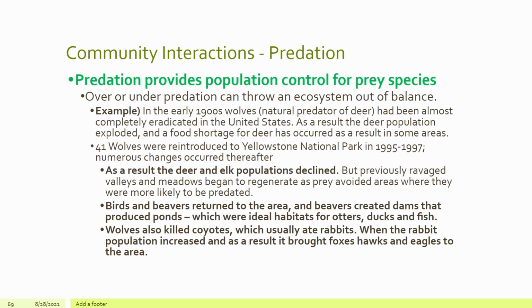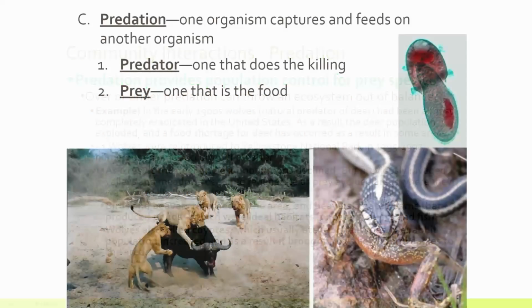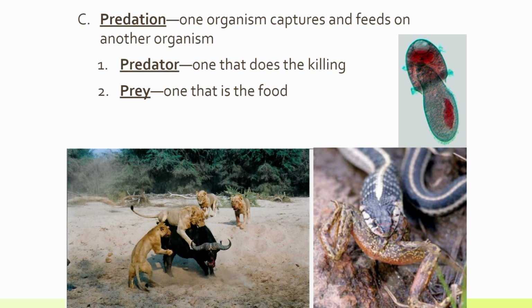So notice that one type of organismal introduction can change an entire ecosystem because prey and predator species are very much interrelated. Predation is just one organism capturing and feeding on another. The predator is the one that does the killing, and the prey is the one that is the food.